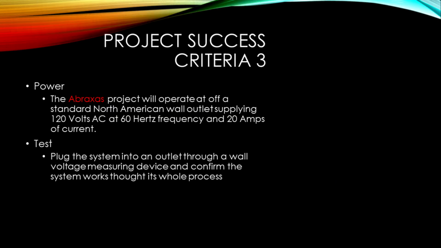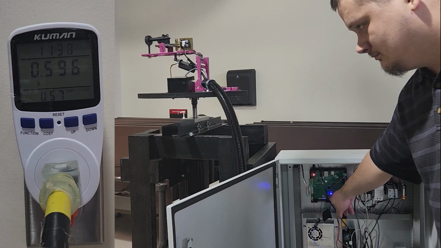Our third project-specific success criteria is that the system will run on a standard North American outlet that supplies 120 volts AC and 20 amps of current at 60 Hertz. Our test for this PSSC is to run the same worst-case target through the system that we did before PSSC 1 while measuring the current draw. If the current is under 20 amps, we meet this PSSC. As you can see from the following video where we ran this test, we are easily under this threshold.